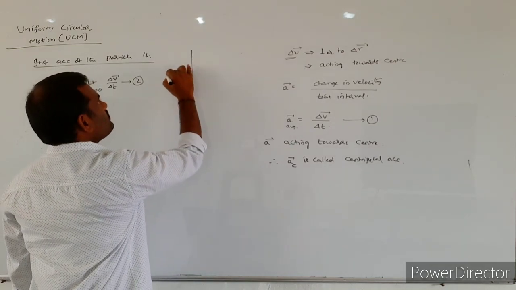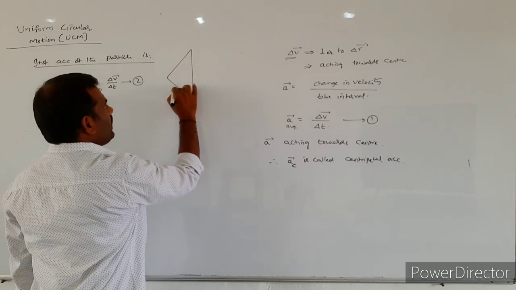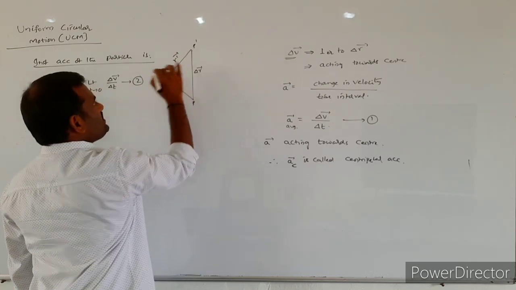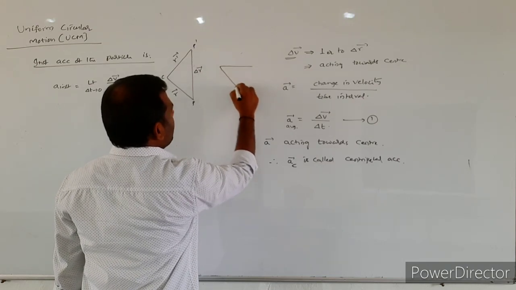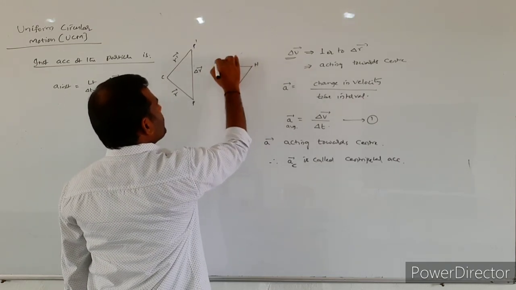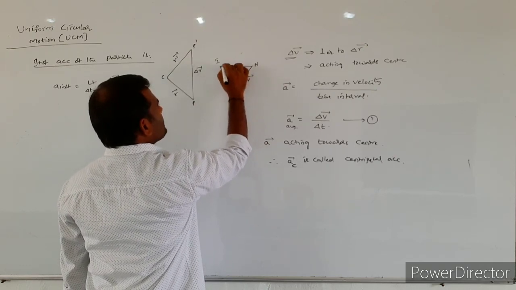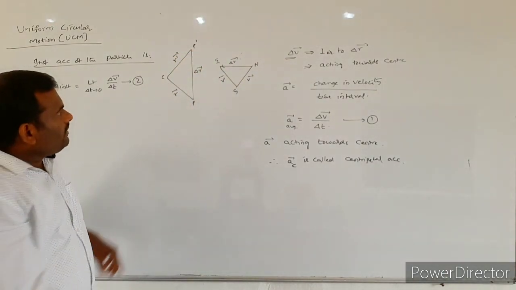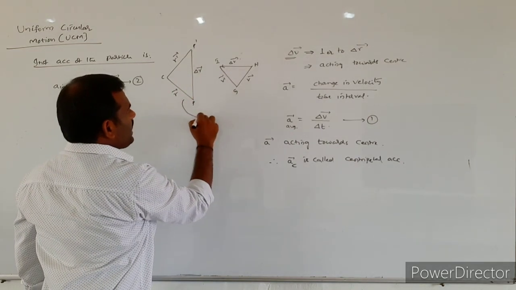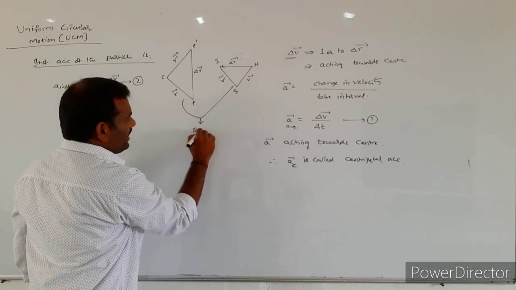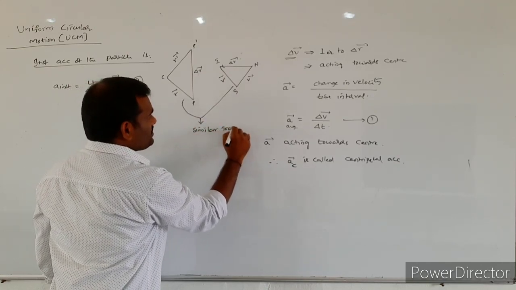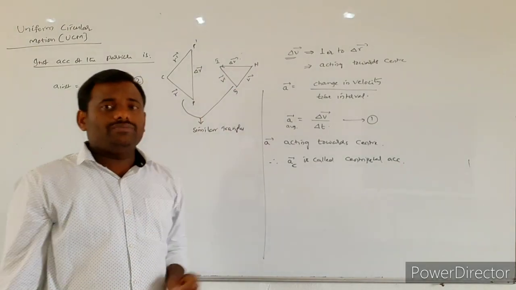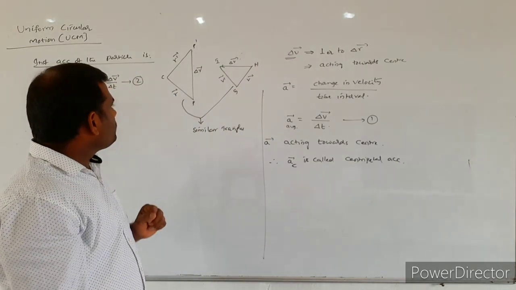Here, we have drawn one diagram: this is the R bar, this is the R dash bar, this is delta R, P dash and C. And one more diagram like this: this is the V bar, V dash bar, this is delta V. If you look at these two diagrams, these two triangles are similar triangles.